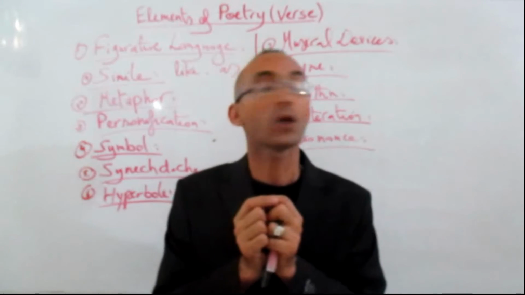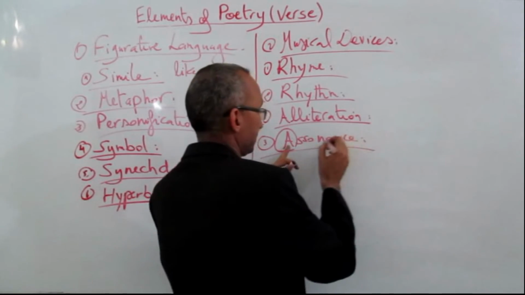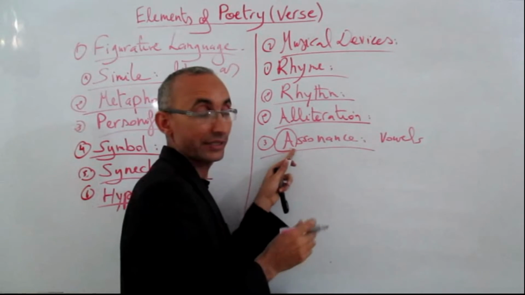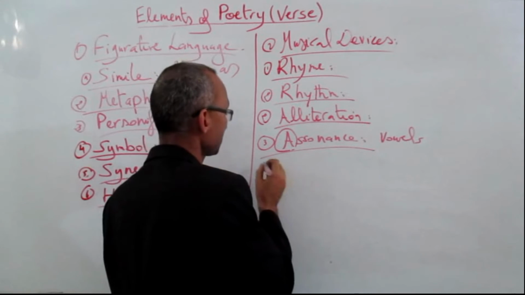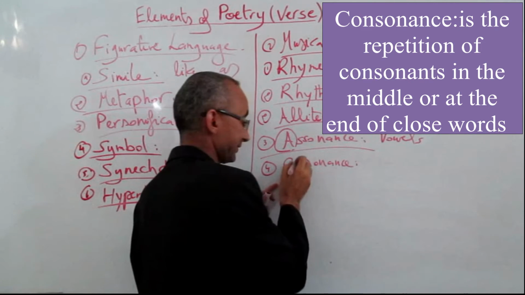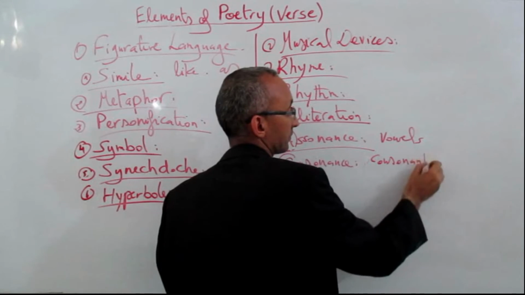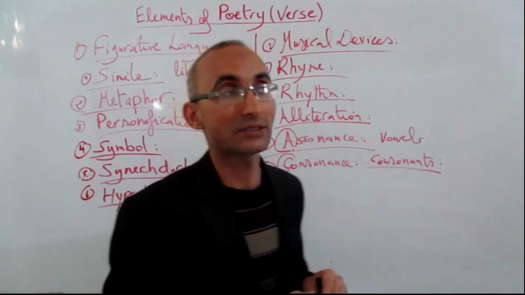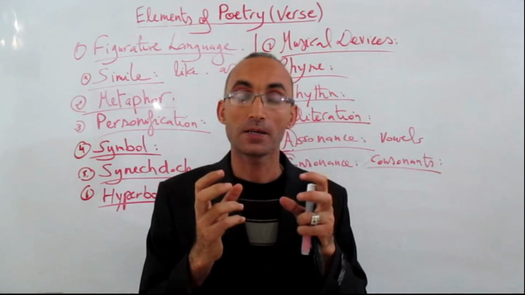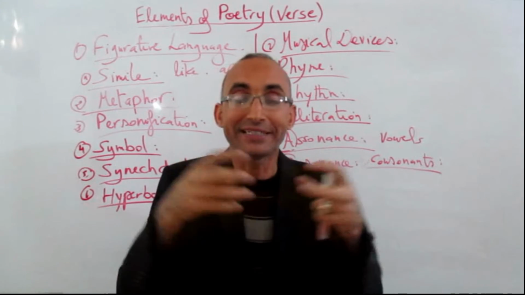Assonance is concerned with vowel sounds. A is a vowel, so we write here vowel. Position of vowels in close words. And we have the next one, which is consonance. Here it starts with C, so it concerns consonants. Now, what do I mean by consonance? It is the repetition of the same consonants before and after different vowels in close words.